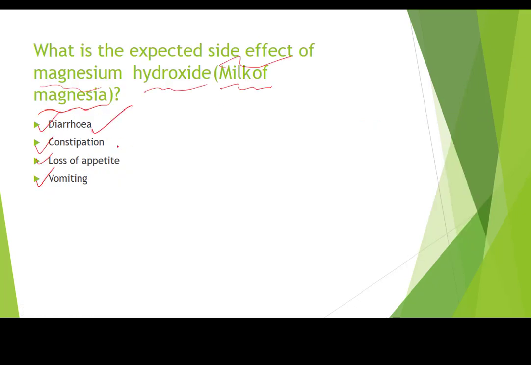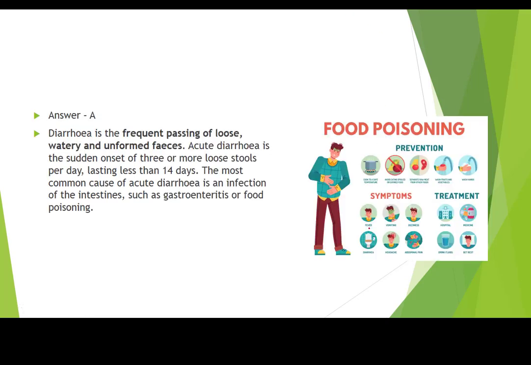Constipation is related to the stomach, which is gastric and all those things. Diarrhea will be slightly different, with symptoms like fever, vomiting, dizziness, and some other things, where one frequently loses watery and unformed feces. Acute diarrhea is the sudden onset of 3 or more loose stools per day, lasting less than 14 days. You have to consider 14 days here.